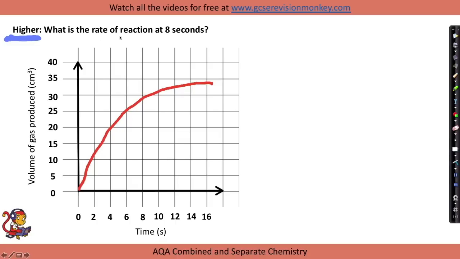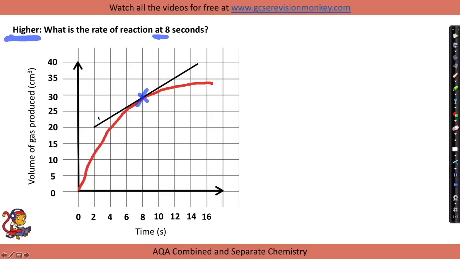This one says, what is the rate of reaction at 8 seconds? So this is exactly at this time point here, what is the rate of reaction? And to do that, you need to draw a tangent on your graph, which is a straight line as close to the line as possible at that point, like the one I've just drawn on there. Now there will be some leeway in your exam, but try and get it as close as possible and following the same pattern as closely as you can.